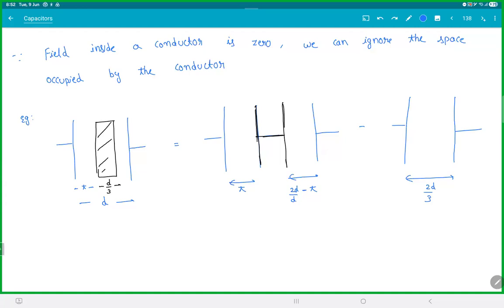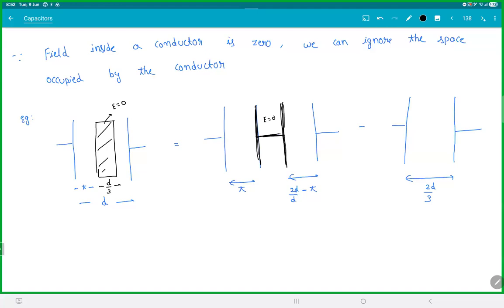So you can remove this entire conductor and replace that with a conducting wire. It's not going to affect your problem because what is the field here? Field here is zero. What is the field here? Field is equal to zero. It is useless. Are you clear what we did? Any doubts on this? Please ask me if you're confused about this part.